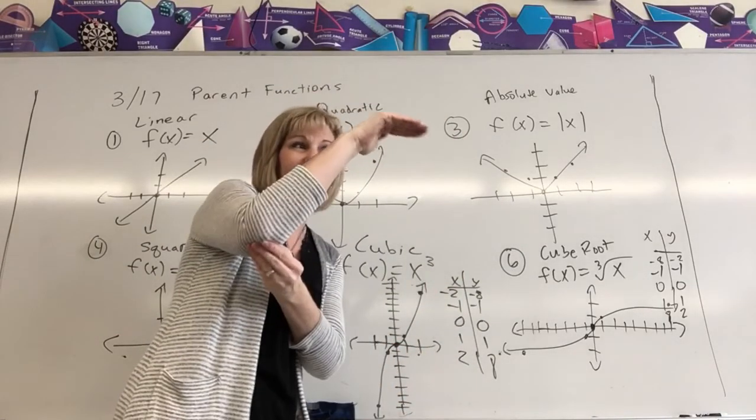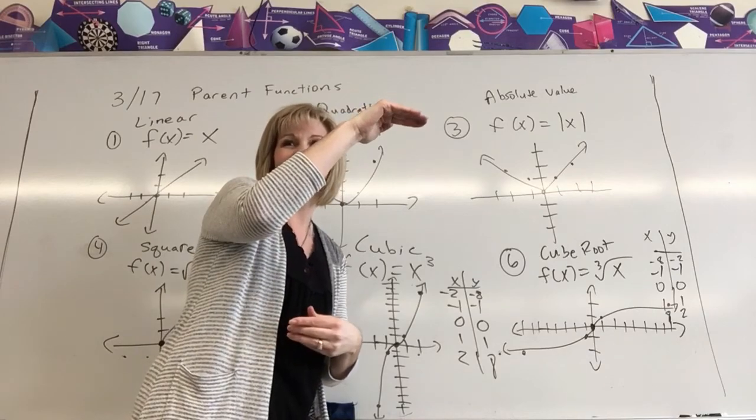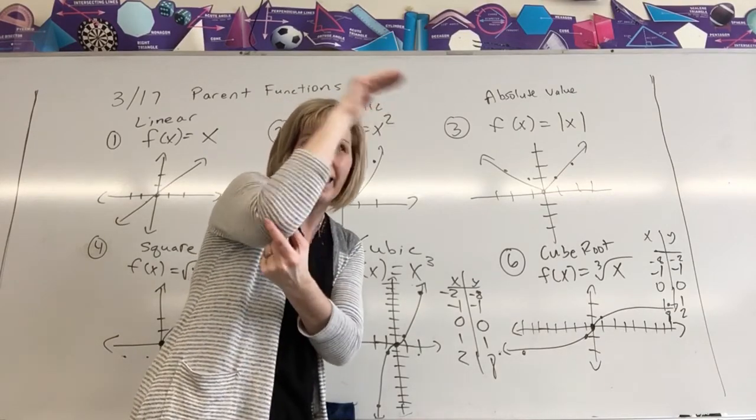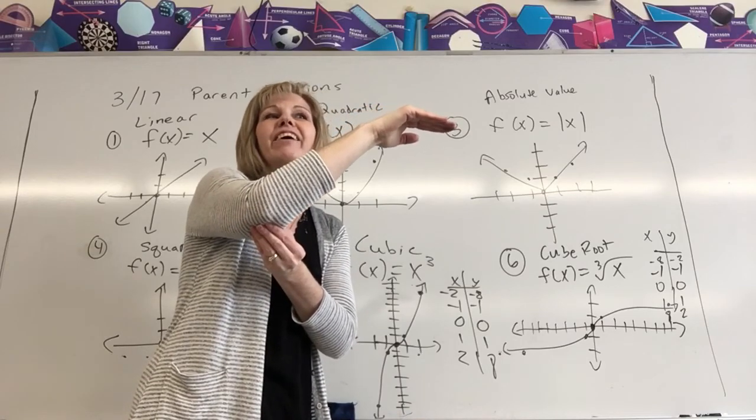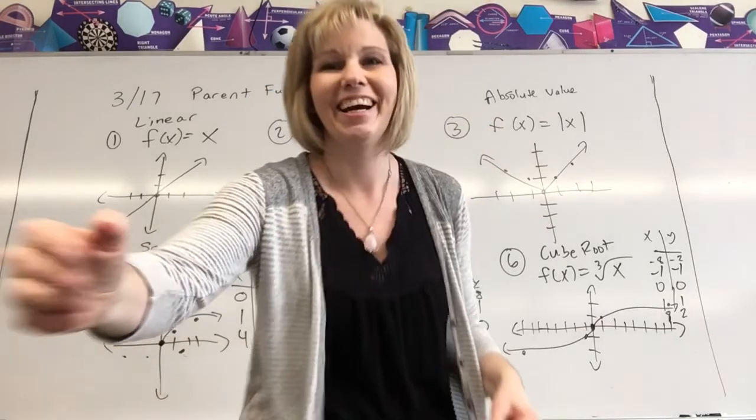Oh, I forgot one. Thank you, Hannah. This one, with my hinge at my elbow. My elbow's the origin. What is it? Square root. Perfect.